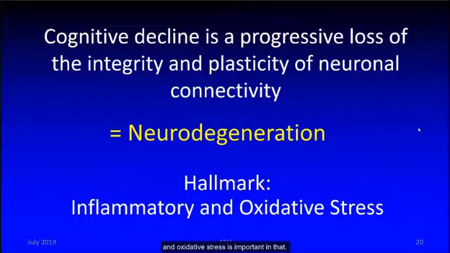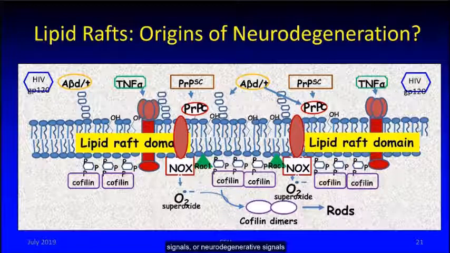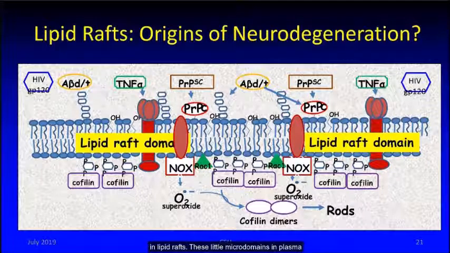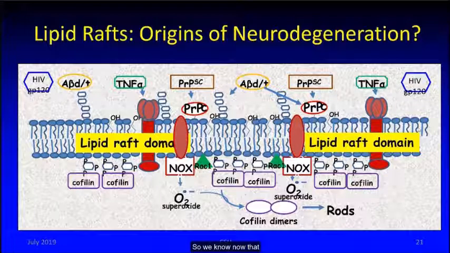And oxidative stress is important in that. It's a little bit our working model. It is interesting that a lot of these toxic signals or neurodegenerative signals seem to be co-localized in lipid rafts, these little microdomains in plasma membranes that are rich in sphingolipid, cholesterol, and phosphoinositides.